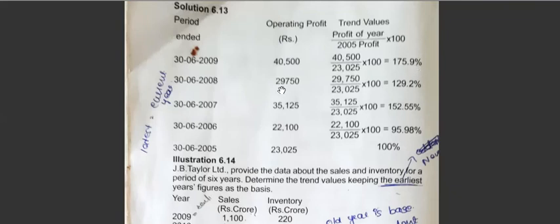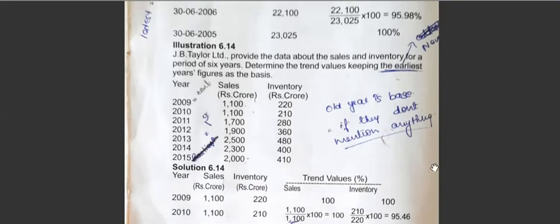In the same way for 2008, write down the profit, divide it by the base year, that is 2005, into 100, you will get this value. Again for 2007, write down the value, divide by the base year into 100, 152.55. Then 2006, the profit divided by the base year's profit into 100 is 95.98. In 2005 it's 100, because 23,025 divided by 23,025 into 100 is 100%.